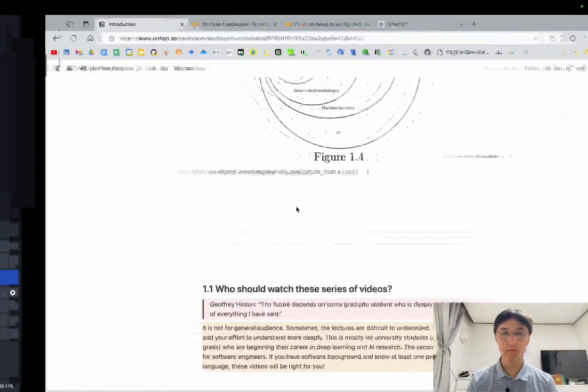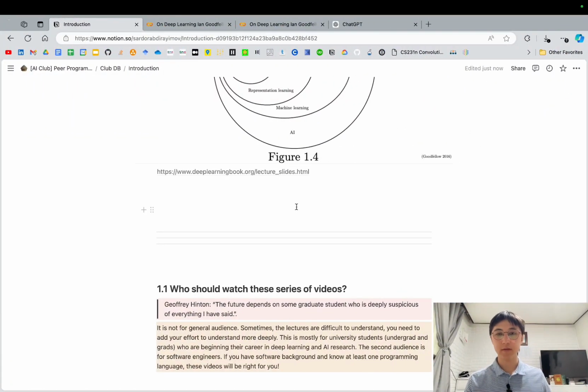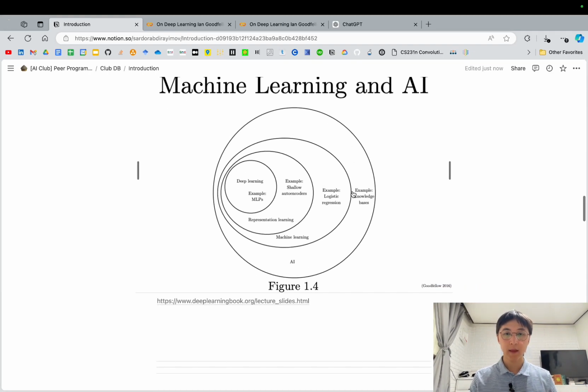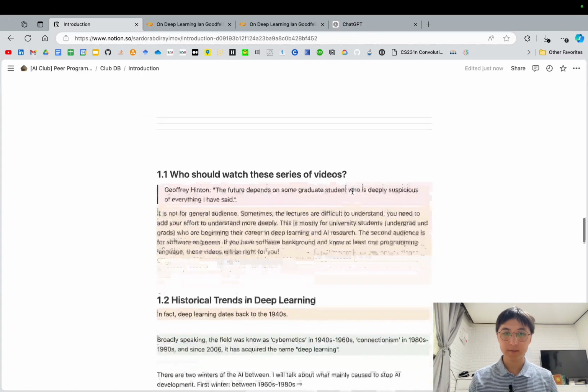This is part 2 of Introduction to Deep Learning, and let's get started. In the last session we talked about machine learning and AI. What is machine learning? What is representation learning? And now we will continue that.